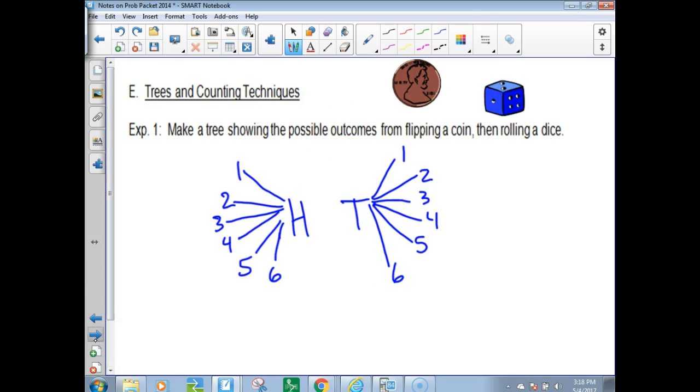There's our sample space. How many possible outcomes are there in all? Anthony.